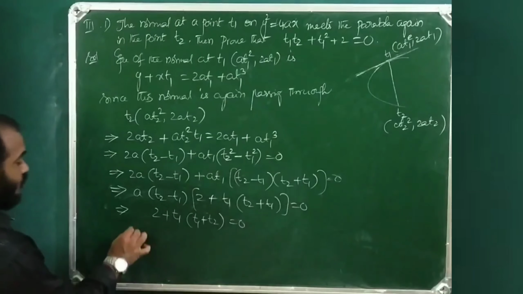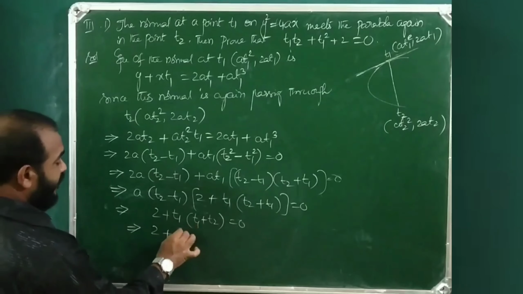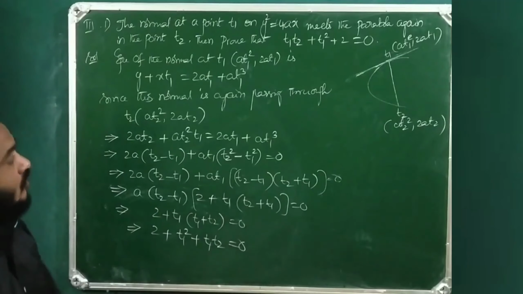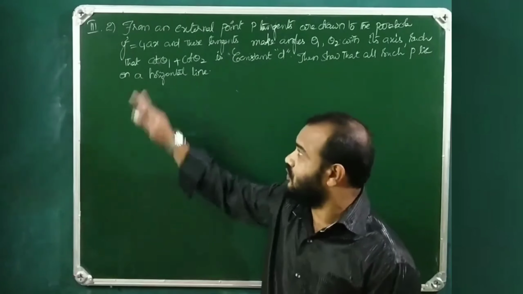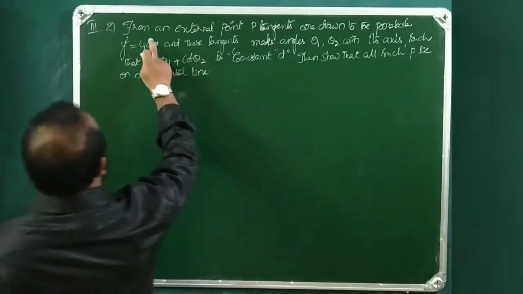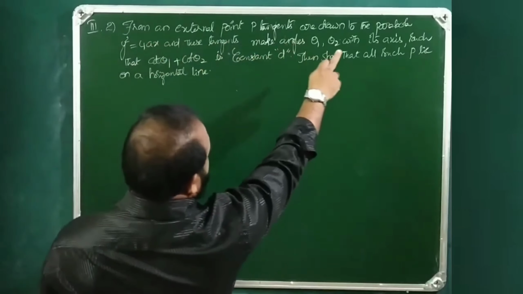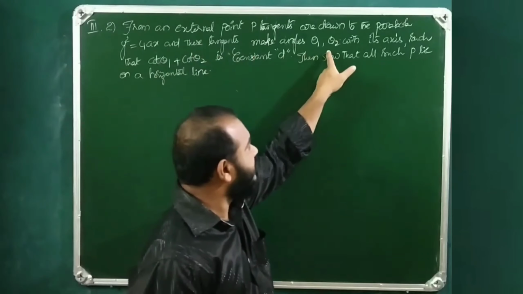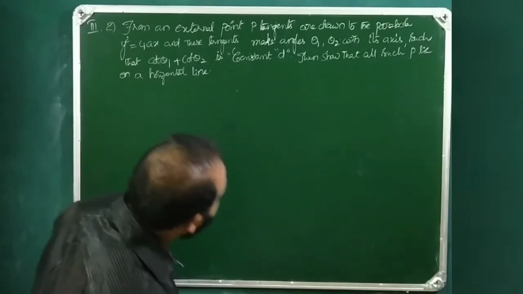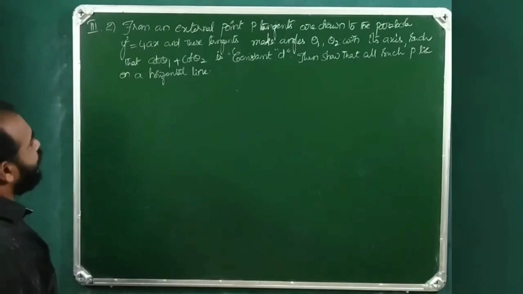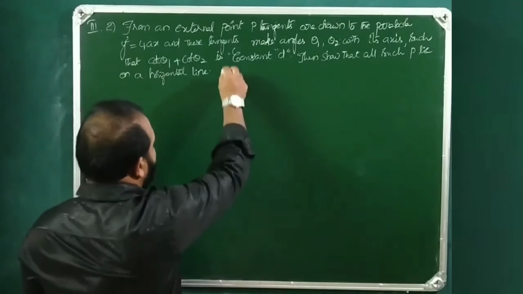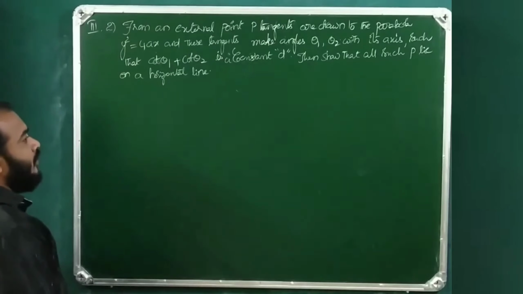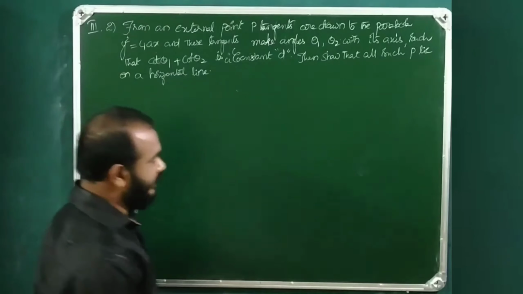So this implies (2 + t1)(t1 square + t1 t2) equals 0 is what we need to show. This is the second question, in which from an external point P, tangents are drawn to the parabola y square = 4ax, and these tangents make angles theta 1, theta 2 with its axis such that cot theta 1 + cot theta 2 is a constant d. Then show that all such P lie on a horizontal line.